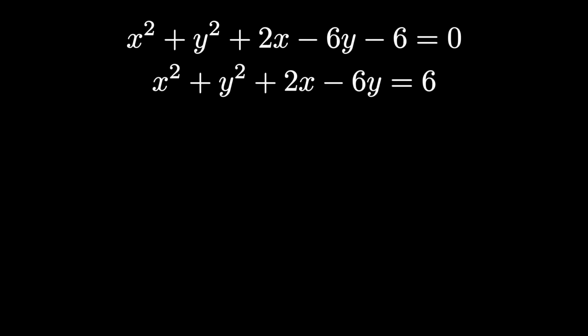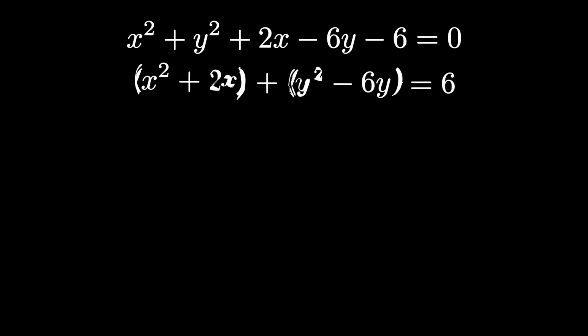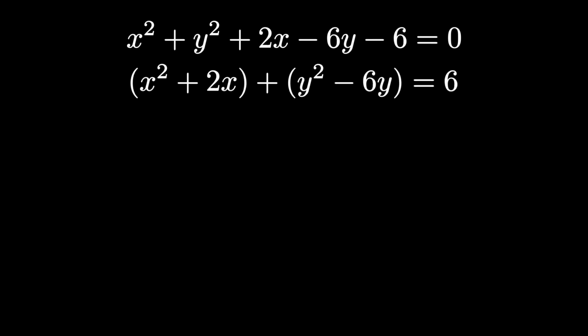Now the next thing that we want to do is group our terms with x's and y's together. What do I mean by that? Essentially you see we have x squared plus y squared plus 2x minus 6y. We want to rearrange it so it becomes x squared plus 2x plus y squared minus 6y equals 6. As you see, we have our x terms together and our y terms together.